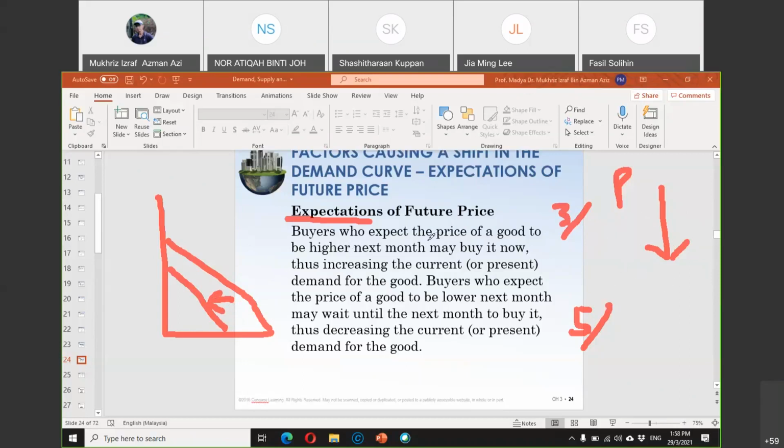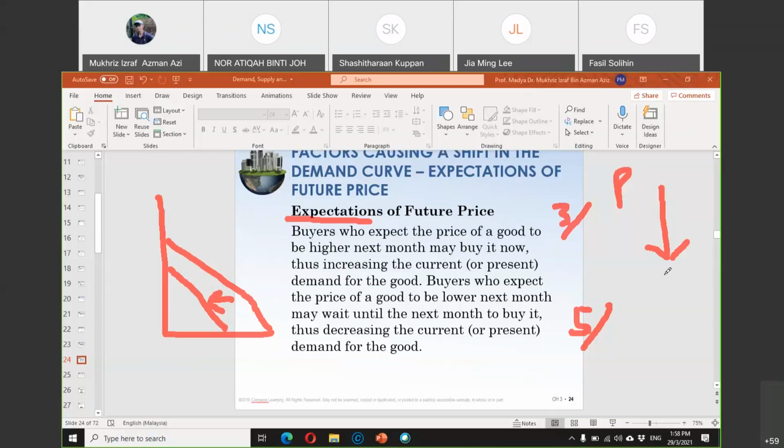Because why buy now? Because now it is a bit expensive. If you expect that in the next 2 months the price will go down, then when the price goes down, people will start buying more. So if you expect the price to drop, the demand for today will decrease. And vice versa.